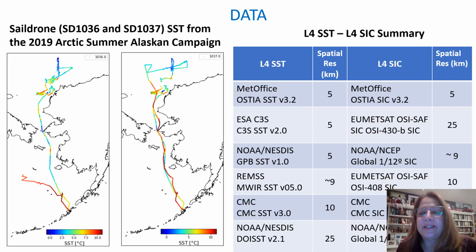For the data, we started with 6 L4 SST analyses listed here: OSTIA, C3S SST, which is an extension of the CCI, the GHRSST blended, the microwave IR, CMC, and the DOI SST. The year is the Arctic summer of 2019, and we compare against two Saildrone data sets from the 2019 MIST Arctic campaign.